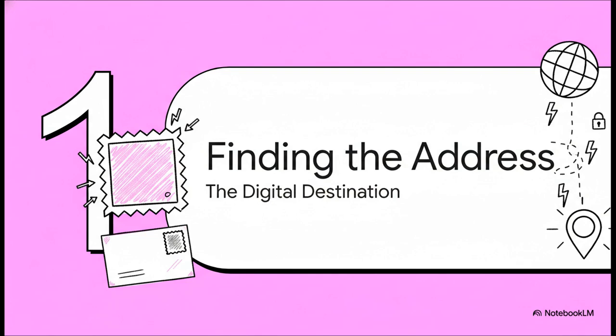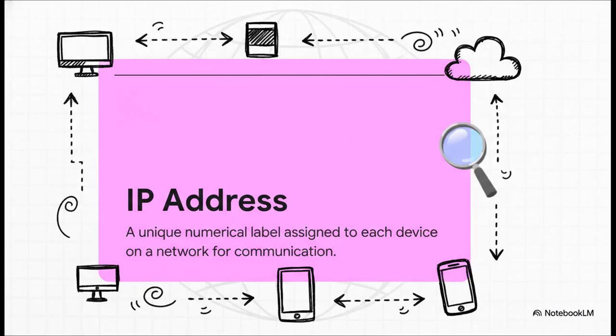Okay, so where does this all start? Well, first things first, our little packet has to know where it's going. Just like a letter needs a street address to get delivered, our packet needs a digital one. And that's where the IP address comes in. It's basically the fundamental address system for the entire internet. This IP, or Internet Protocol address, makes sure our packet knows exactly where to go, and, just as important, it tells the response how to find its way all the way back to you.